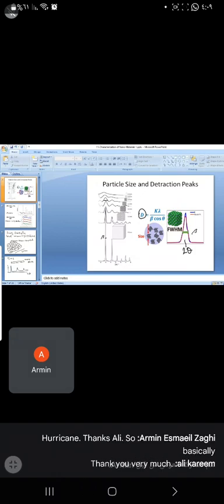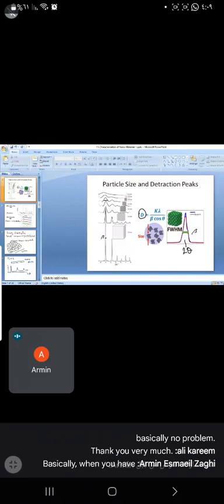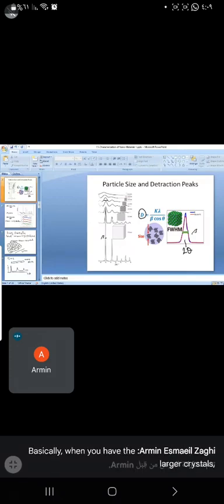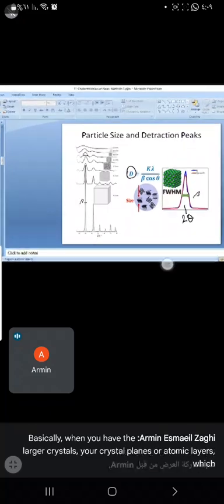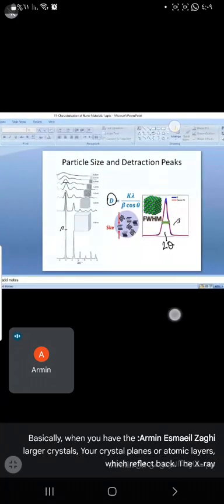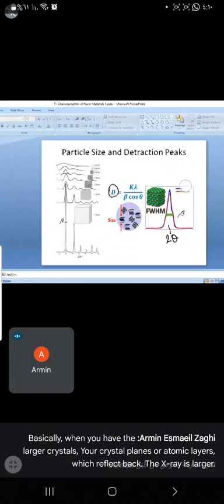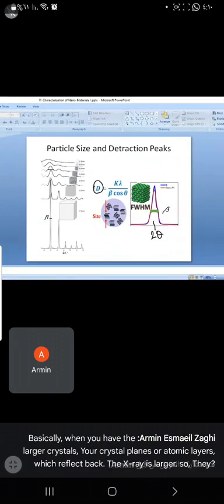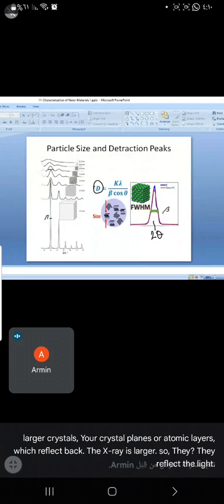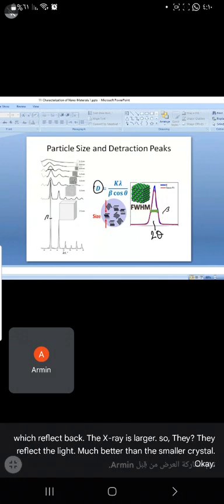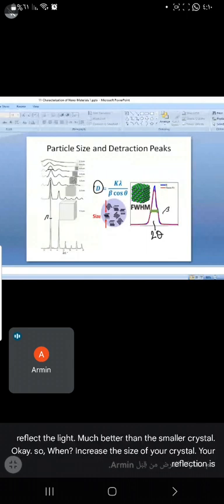Basically, when you have larger crystals, your crystal planes or atomic layers which reflect back the X-ray are larger. So they reflect the light much better than the smaller crystal. So when you increase the size of your crystal, your reflection is much better than the small crystal.